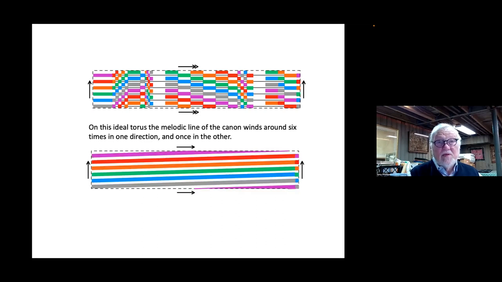So on this flat torus, the melodic line of the canon you just heard winds around seven times in one direction and once in the other.